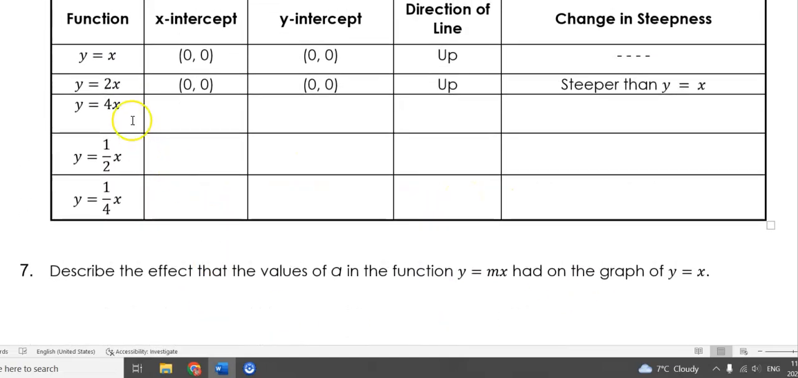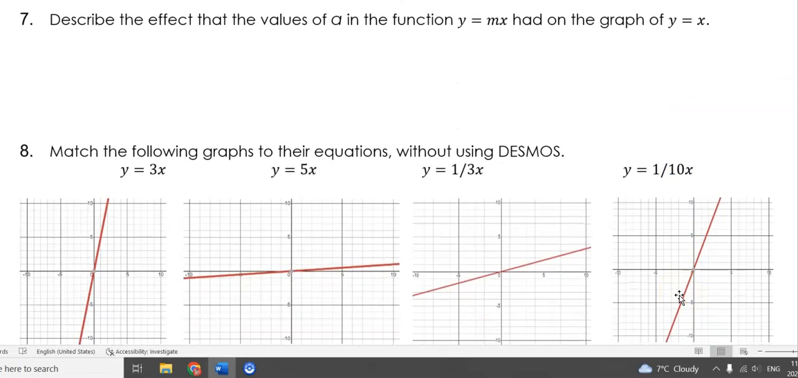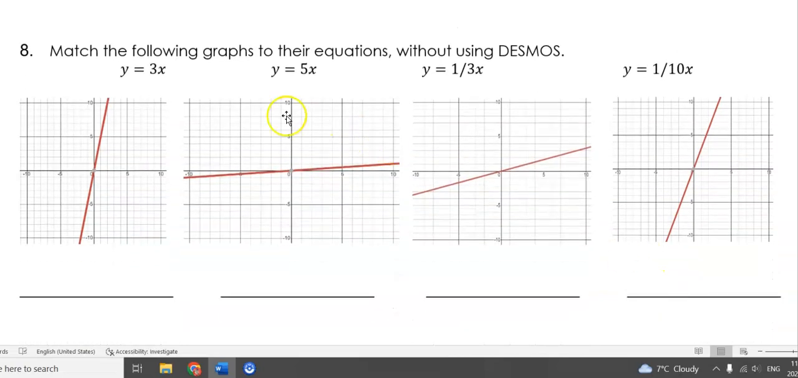What do you think is happening as I'm changing the numbers? What effect does that have on the steepness of the original OG graph? Okay, now as you understand that rule, you can then practice by seeing if you understand which of these four graphs actually matches this equation, whereas which of these four graphs matches this equation, and so on.